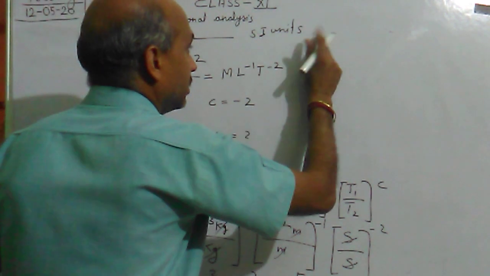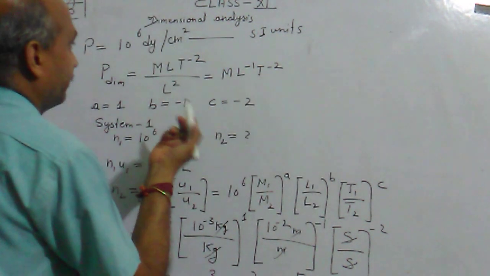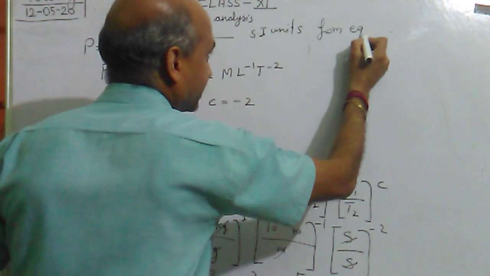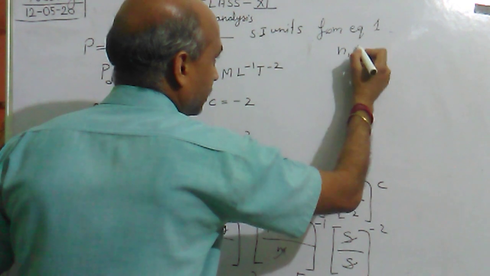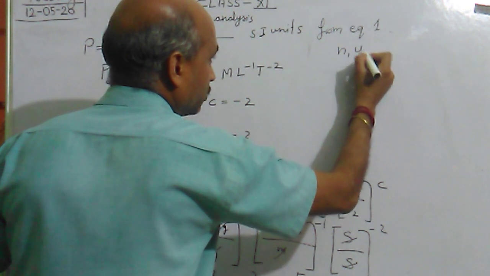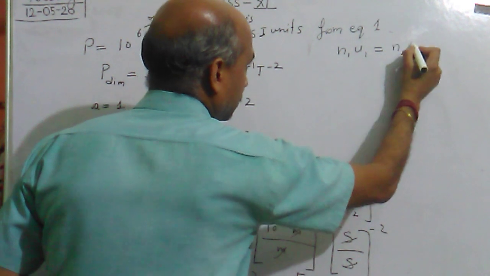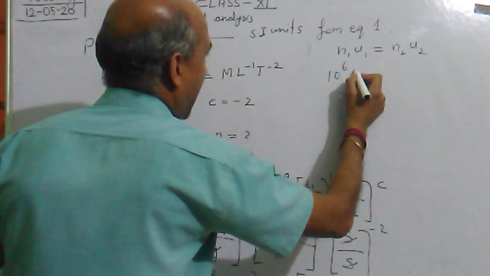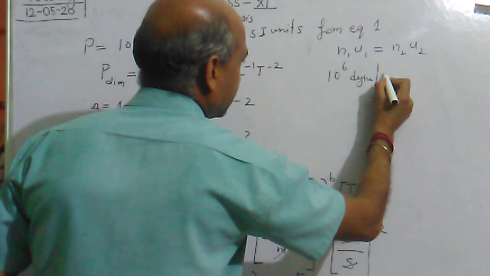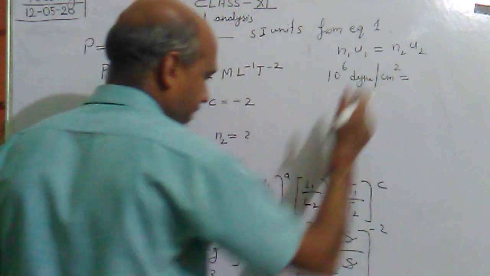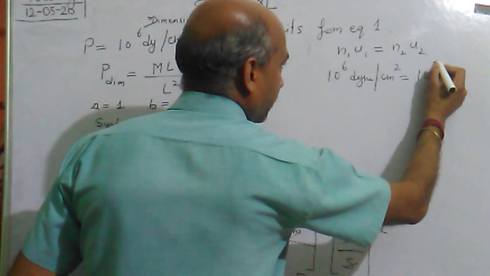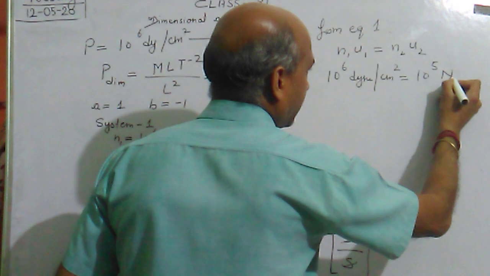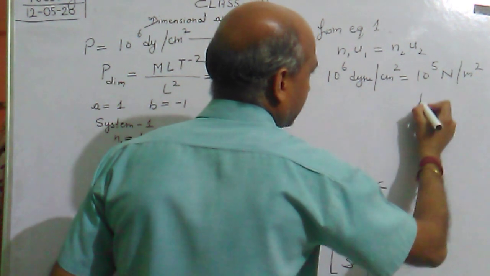Now come to equation 1. Where is equation we have not made? So this is equation 1. So from equation 1, n1 u1 equals n2 u2. So the value of n1 is how much? 10 की power 6. The u1 is dyne per सेंटीमीटर स्क्वायर इक्वल्स टू कितना हो जाएगा ये? n2 की वैल्यू 10 की पावर 5 है एंड u2 क्या हो जाएगा? डाइन मीन्स ये डाइन है, फोर्स का यूनिट न्यूटन पर मीटर स्क्वायर. सो दिस इज योर आंसर.